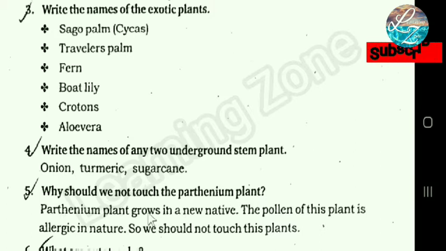Parthenium plant grows in a new native. The pollen of this plant is allergic in nature. So, we should not touch these plants.